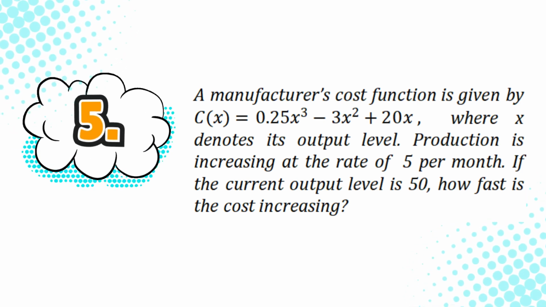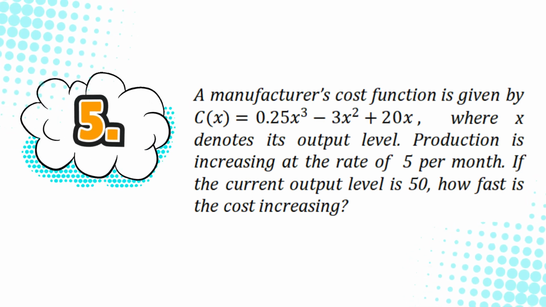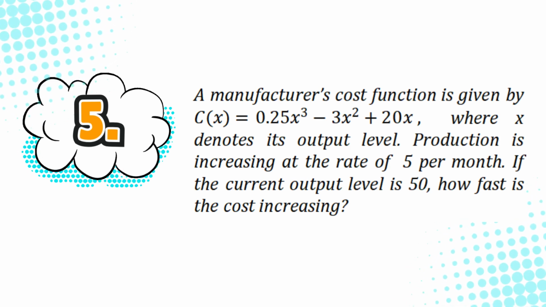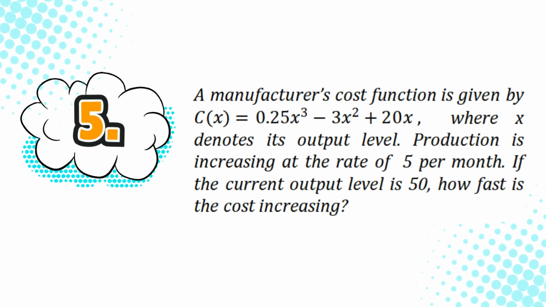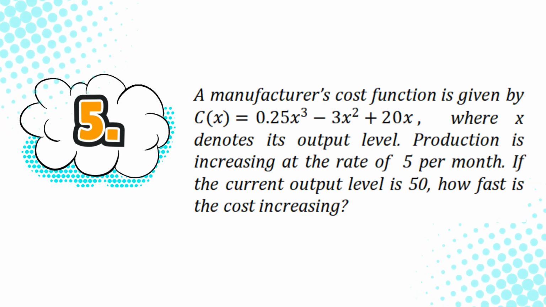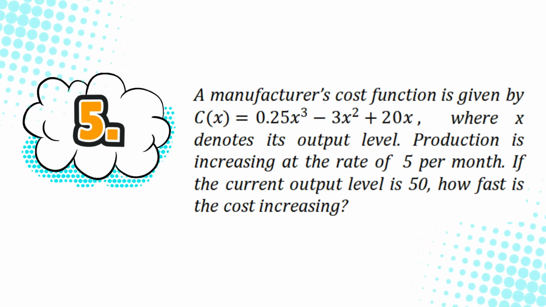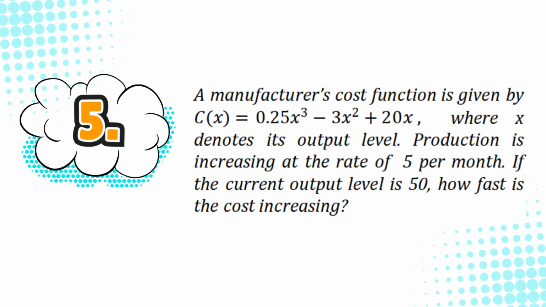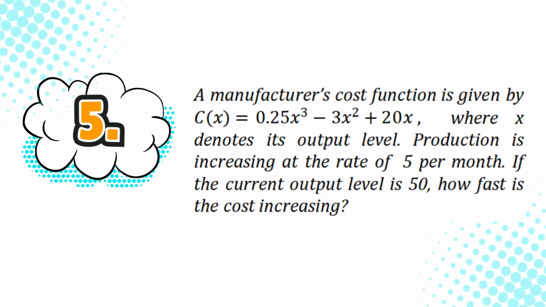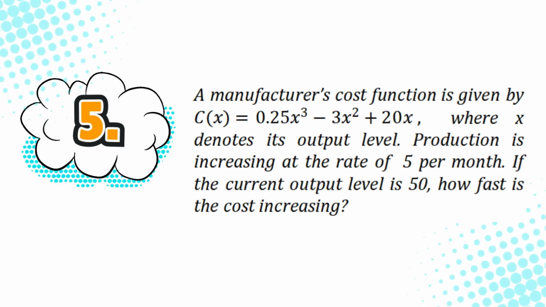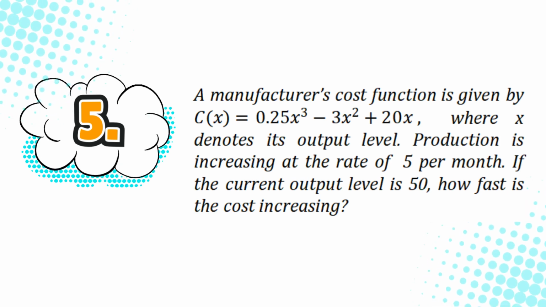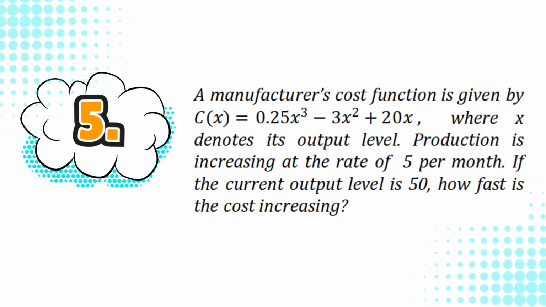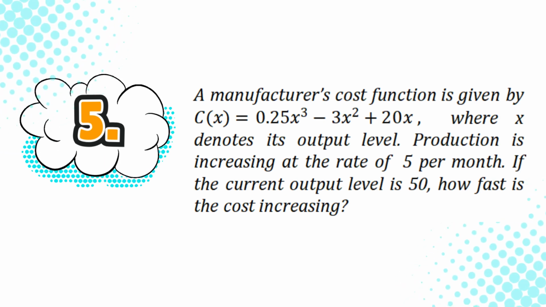Now, for our third item, a manufacturer's cost function is given by c of x equals 0.25x cubed minus 3x squared plus 20x, where x denotes its output level. Production is increasing at the rate of 5 per month. If the current output level is 50, how fast is the cost increasing?